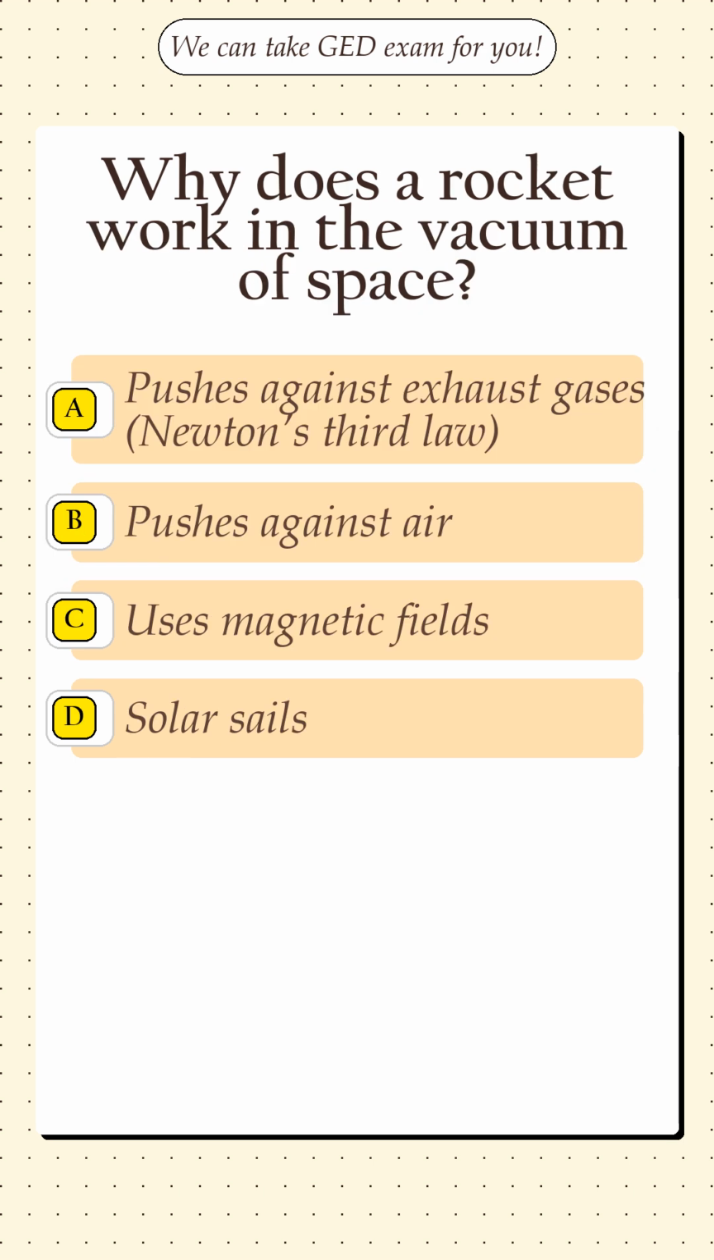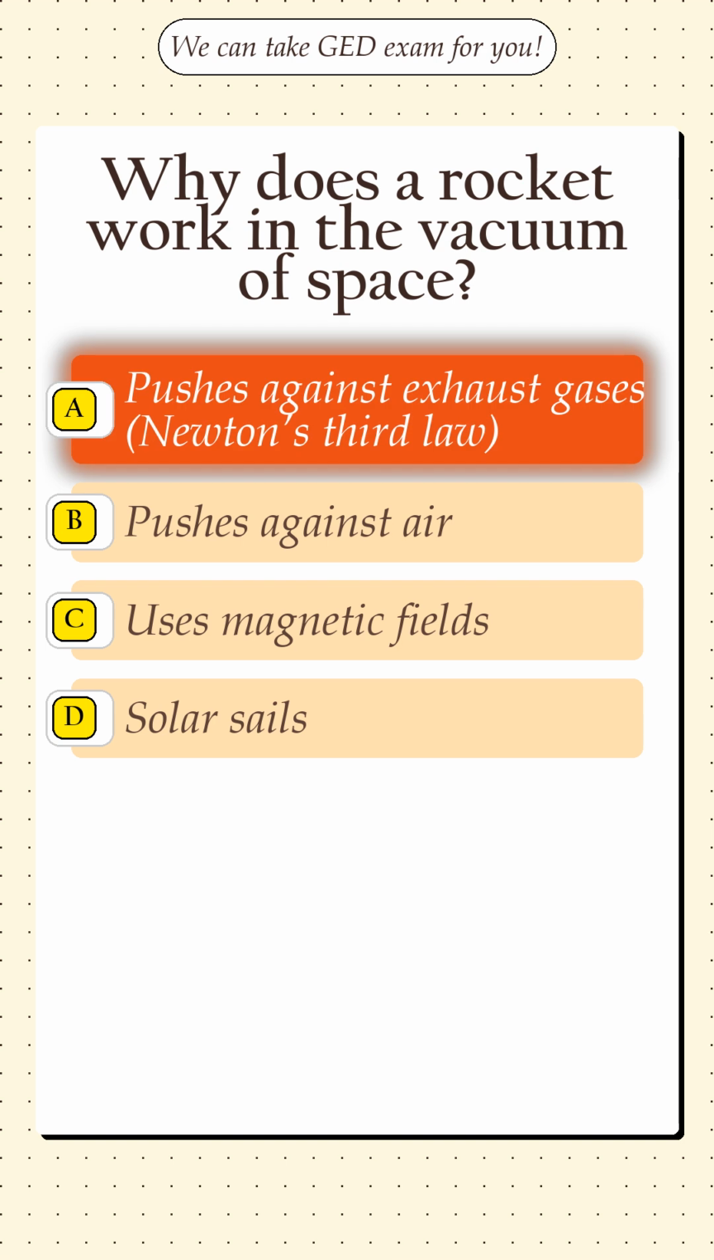Question 15. Why does a rocket work in the vacuum of space? Option A, pushes against exhaust gases, Newton's third law. Option B, pushes against air. Option C, uses magnetic fields. Option D, solar sails. The correct answer is option A, pushes against exhaust gases, Newton's third law.